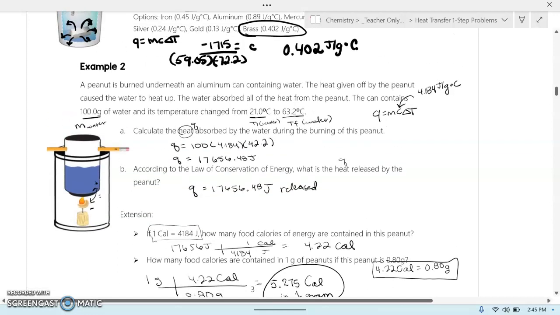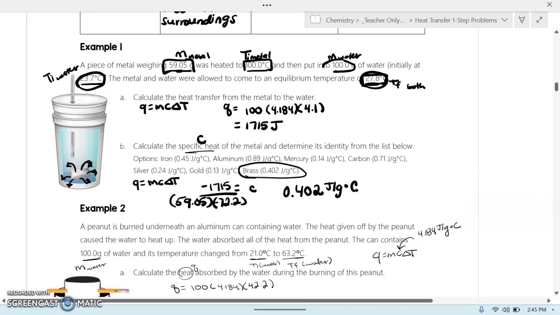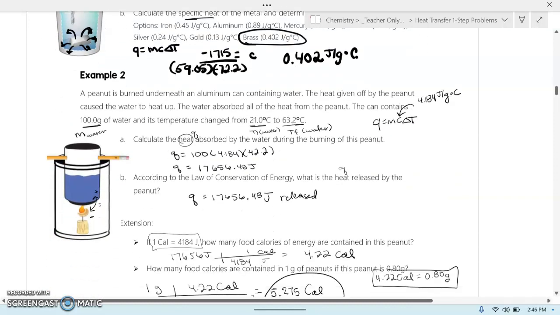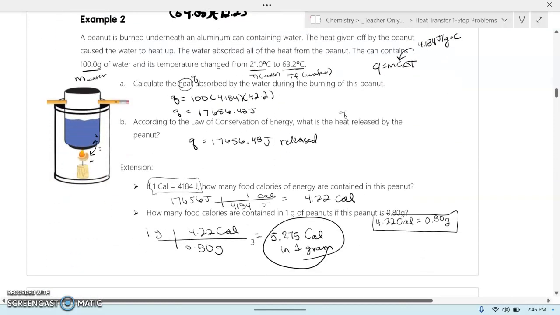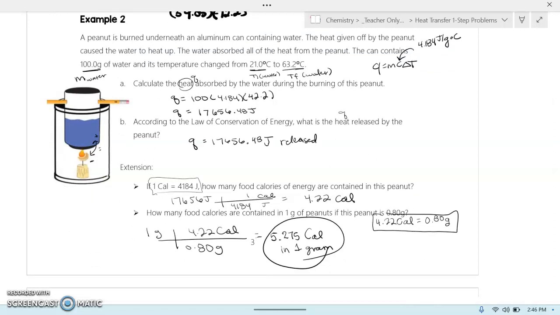And you can find that just the same way that we found the information about the metal. We've got Q equals mCΔT. Always start with water because we know its specific heat. You won't know the specific heat of your sample unless you find the water first and then work backwards. So we really could find the specific heat of this peanut if we were given its starting and ending temperature, but we do not have that.